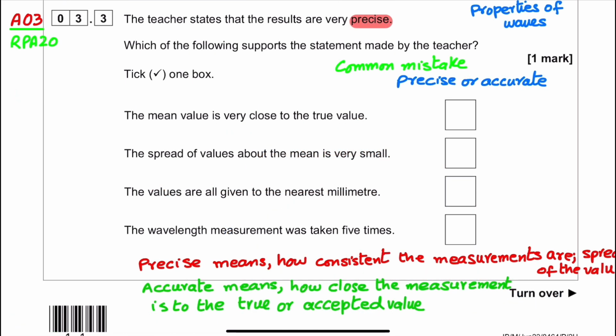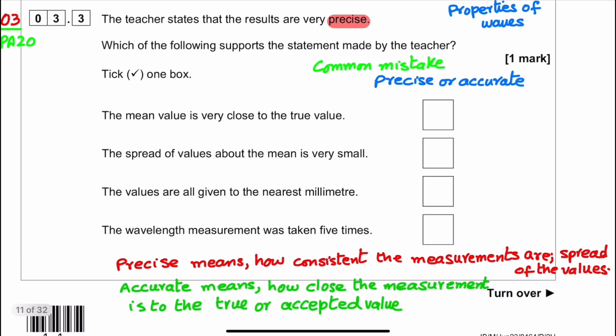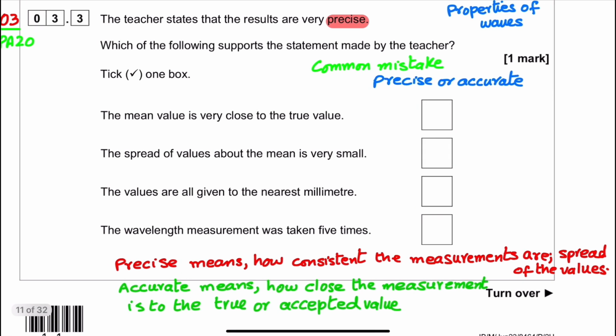AO3 question. The teacher states that the results are very precise. Which of the following supports the statement made by the teacher? Students make a common mistake. They are unable to differentiate between the words precise and accurate. Precise means how consistent the measurements are, or what is the spread of the values. If the values are very close to each other, we will say that the values are very consistent. It means the results are very precise. Whereas accurate means how close the measurement is to the true or the accepted value.